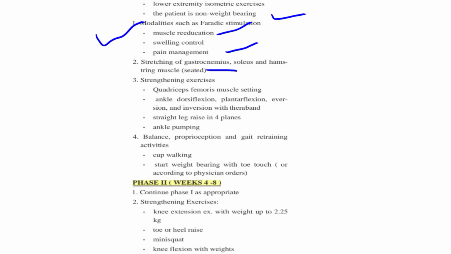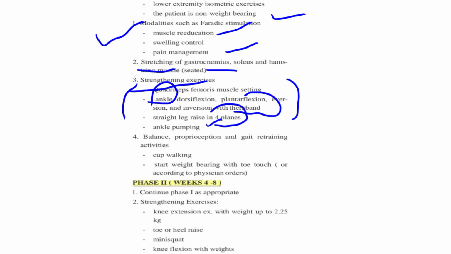These are the extensors of the back muscles of the lower extremity. We go for stretching and strengthening exercises of the quadriceps femoris, muscle setting, ankle dorsiflexion, plantar flexion, and eversion, inversion, all the motions, range of motion of ankle with the help of TheraBand. Straight leg raise in 4 planes, ankle pumping, balance proprioception means joint positioning, and gait retraining because this is our lower extremity. Balance and gait retraining is very important.